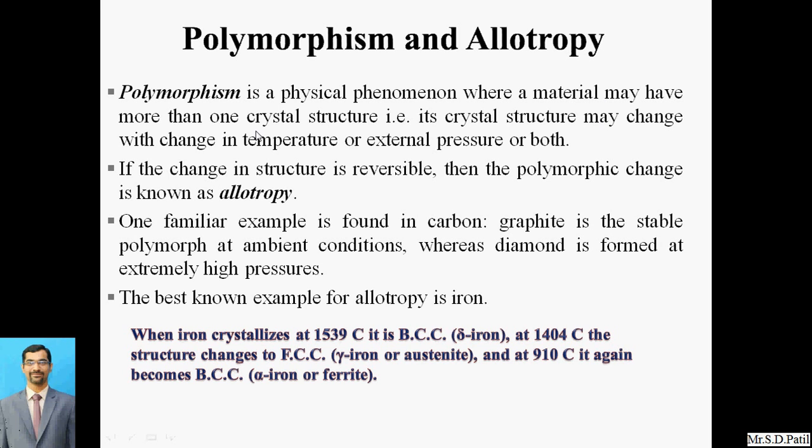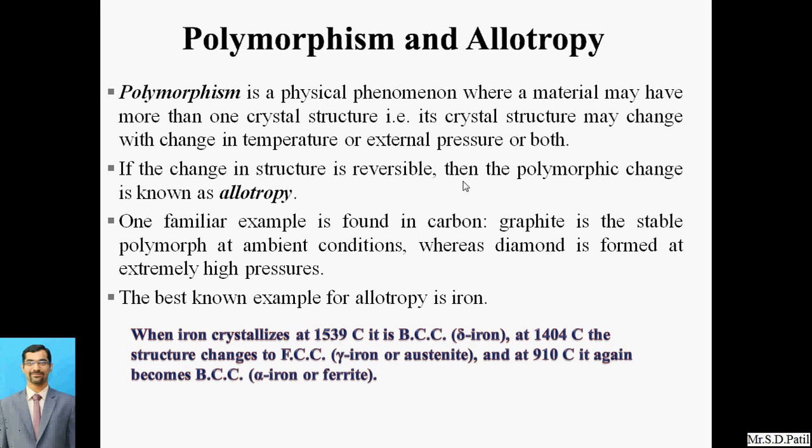So when a material contains two or three kinds of crystal structures, the crystal structure may change with a change in temperature or external pressure. That is called polymorphism. And if the change in structure is reversible, meaning 1 to 2 and again 2 to 1, then the polymorphic change is known as allotropy. So these are the terms polymorphism and allotropy.